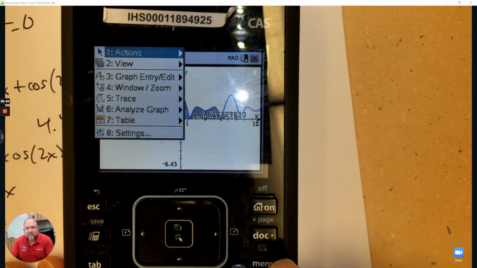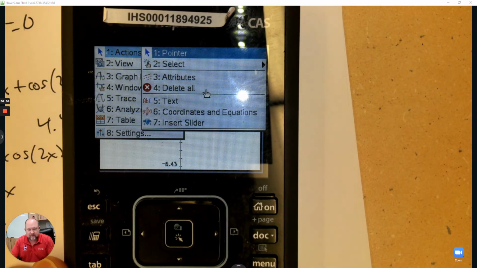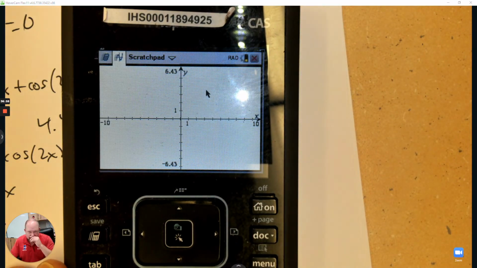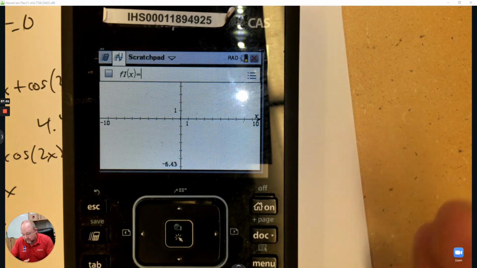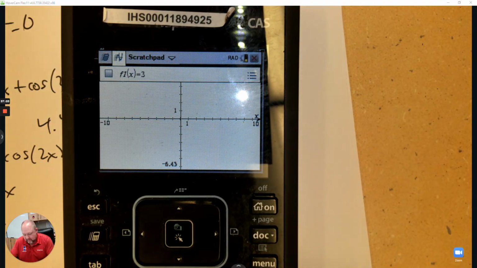All right, so I'm going to go menu, actions, just clear it up. Let's just start from scratch again. And then tab the first one again. Be careful. It's 3 cosine 2x. So 3 cosine 2x. It's good to double check.